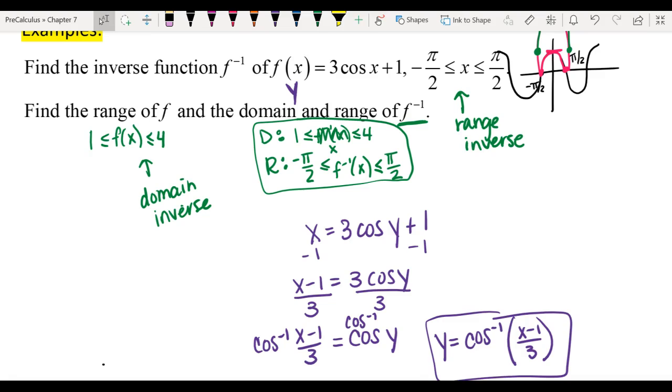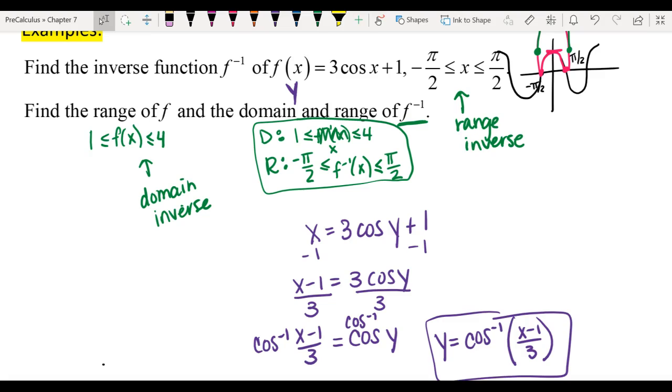Now that I have my domain and range of my original, since an inverse is when x and y switch, it means my domain and range are going to switch. So now my range is my domain of my inverse. My domain is the range of my inverse. They switched just like x and y switched.